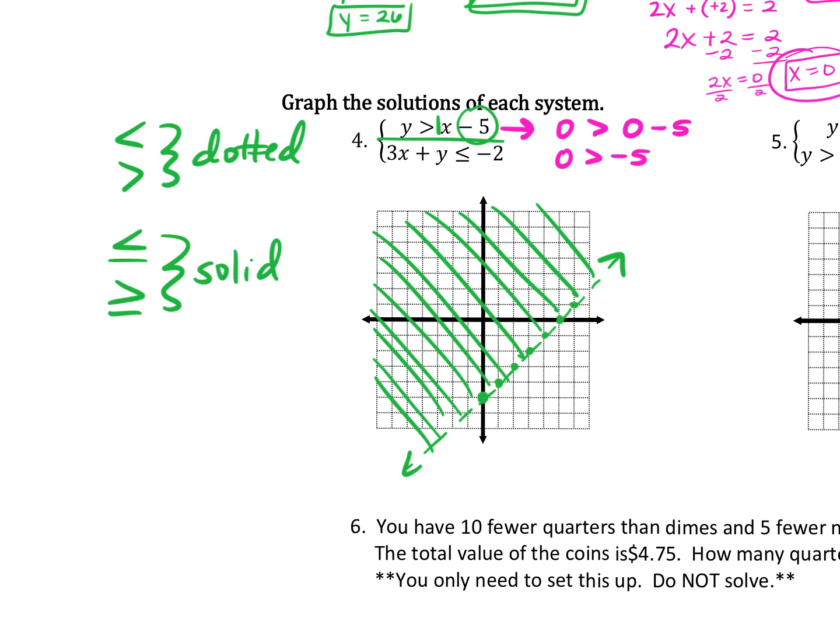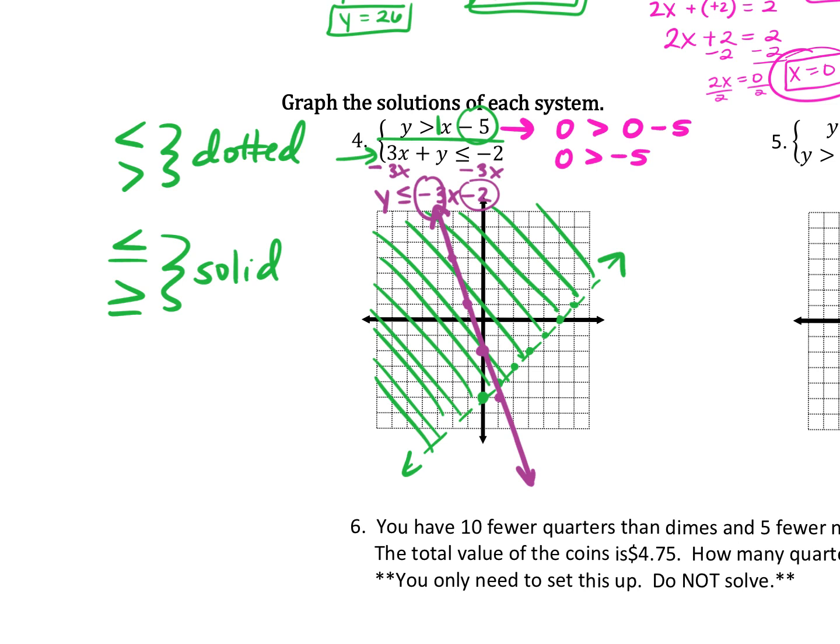Your second graph, I would put this one into slope-intercept form. So I would take away 3x from both sides. So you get y is less than or equal to negative 3x minus 2. So y-intercept of negative 2 would put you here. And then a slope of negative 3 is down 3 to the right 1. Or you could go up 3 to the left 1. 1, 2, 3, 1. This would be a solid line because it has that equal to bar.